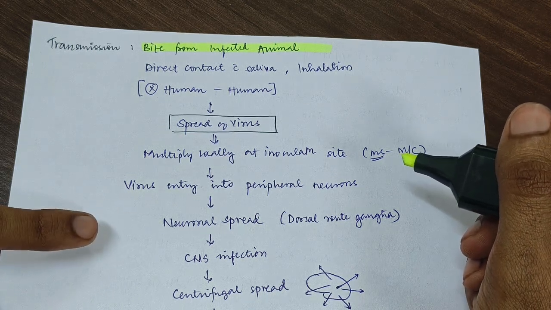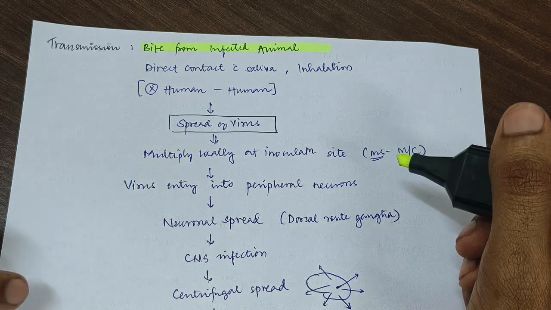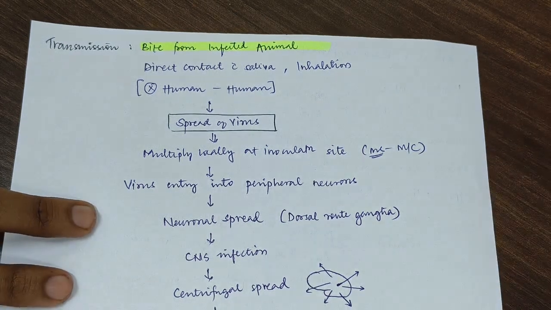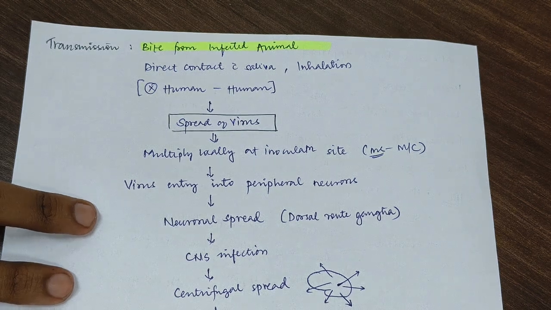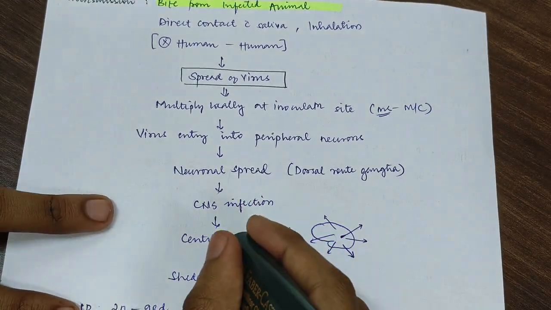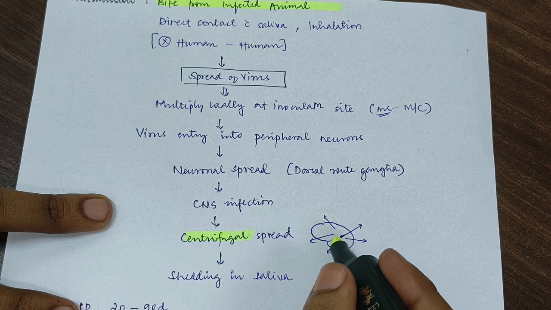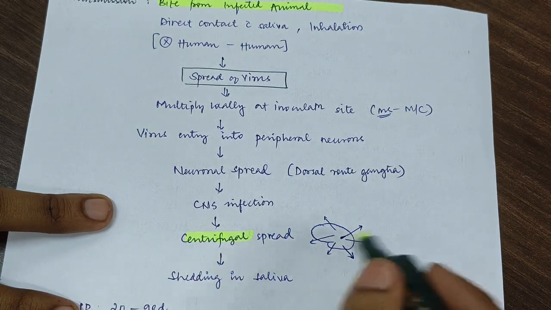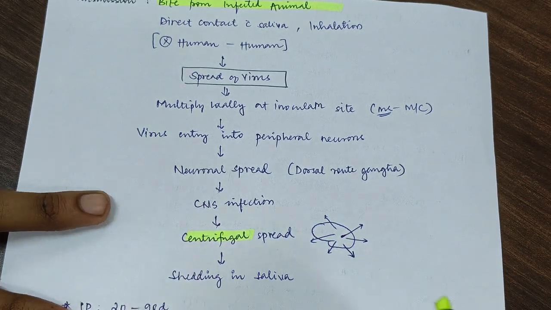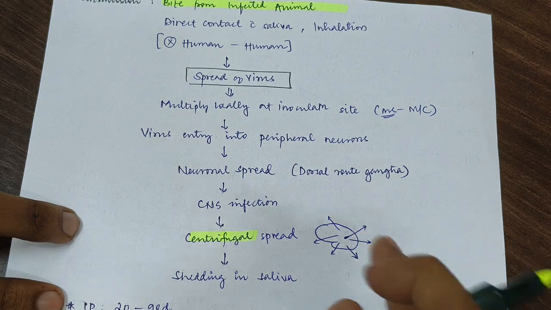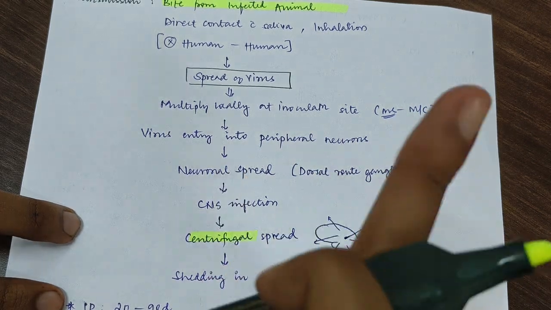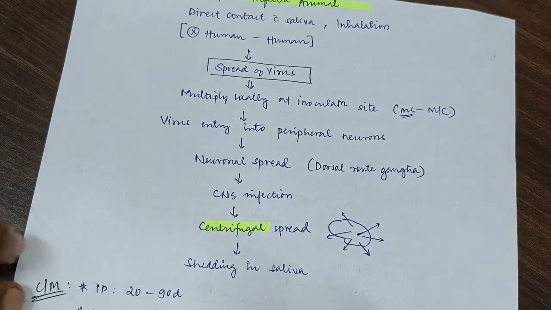After that, this entire CNS infection will be set in, and from the CNS infection, this infection will start spreading away from the CNS, and that is called as centrifugal. Fugal means far, going far from the center. Centripetal means coming near. It is going to the center, whereas centrifugal is going far.